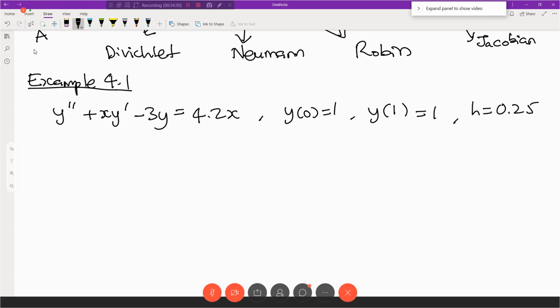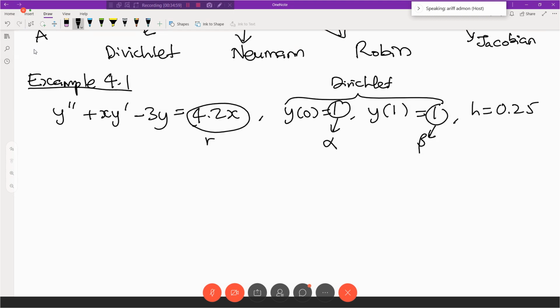Here there is no prime. No prime means that this is Dirichlet. This is your alpha and this is your beta. This is your right-hand side. Be careful with your right-hand side, because in our second IVP we don't have any right-hand side. We do not consider it.